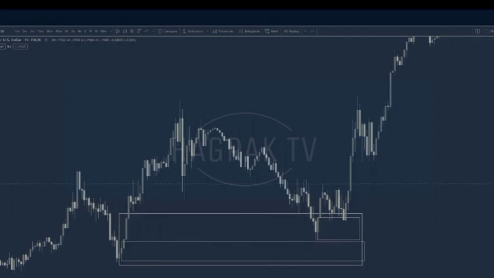and then continues up. But if you wanted to wait for a little bit more confirmation, although this doesn't actually break structure, you can see that price does move away quite rapidly from that price point. Test it once, test it twice, and then explodes to the upside.